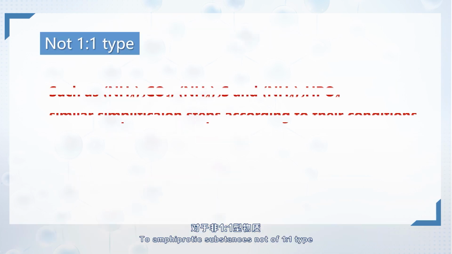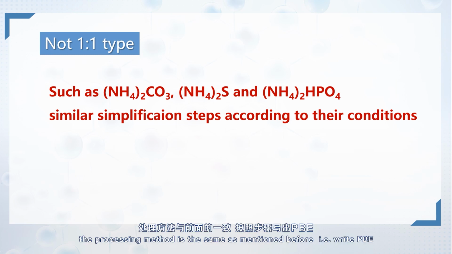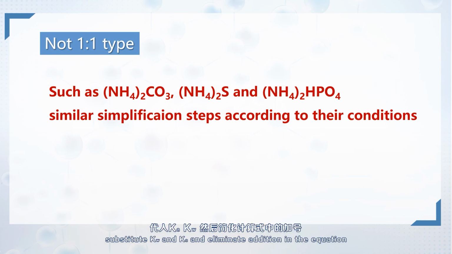There are also amphiprotic substances not of 1:1 type, such as ammonium carbonate, ammonium sulfide, and ammonium hydrogen phosphate. The processing method is the same as mentioned before, that is, write PBE, substitute Kw and Ka, and eliminate addition in the equation. The detailed process will not be elaborated here, and you can deduce it by yourselves.